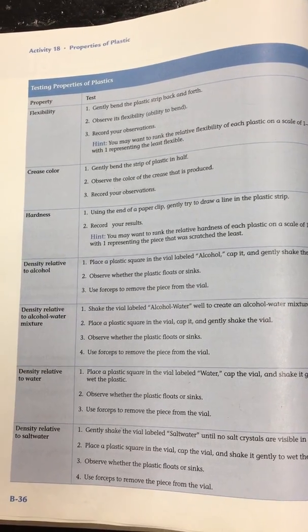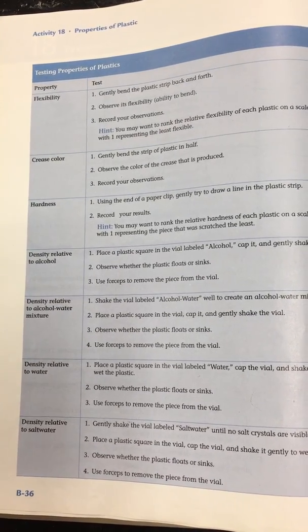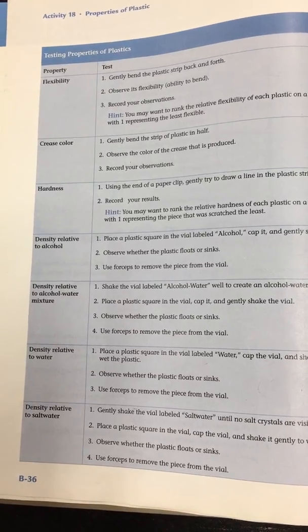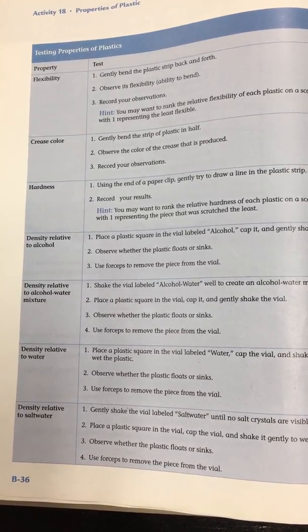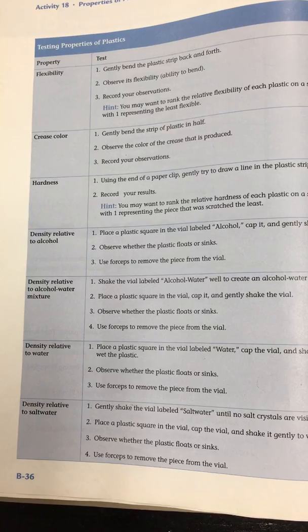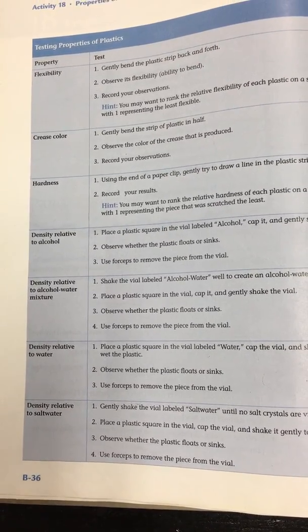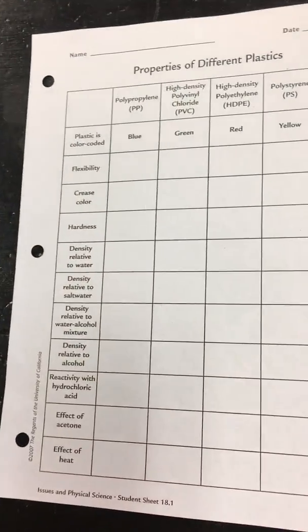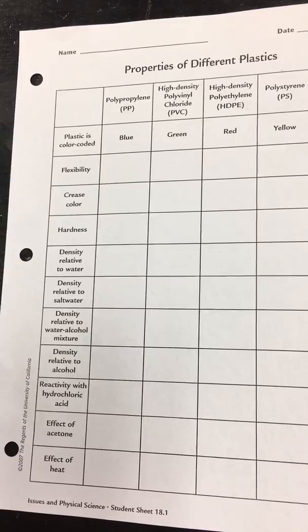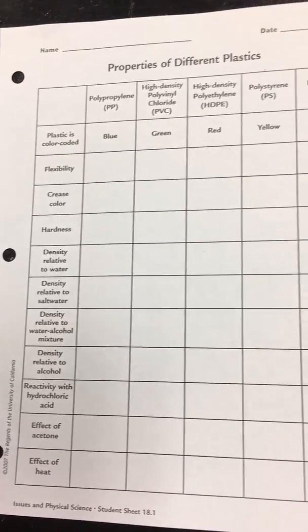The tests that we're going to do today are flexibility, crease color, hardness, density relative to alcohol, density relative to alcohol and water, density relative to water, density relative to salt water, hydrochloric acid reaction, effect of acetone, and the effect of heat on our plastics.